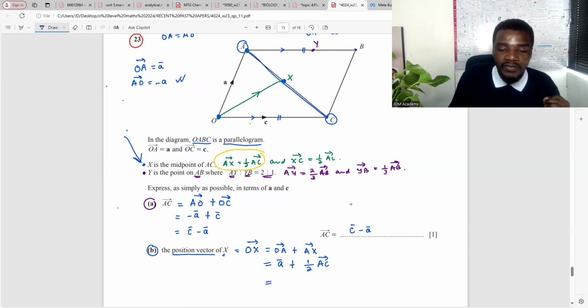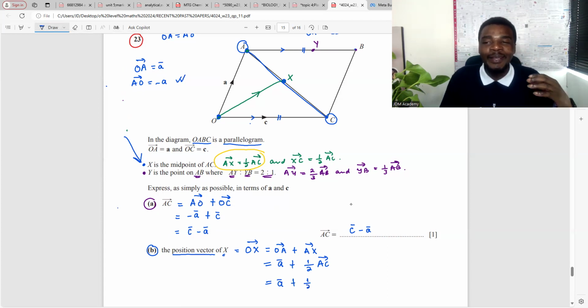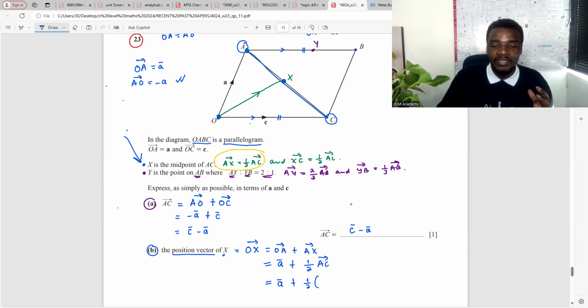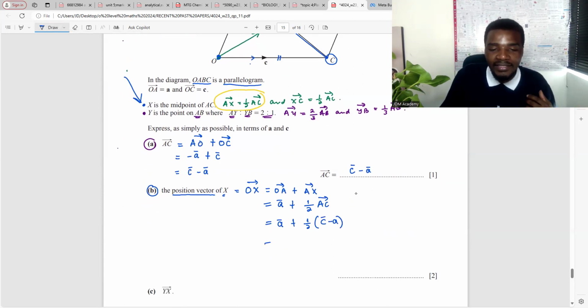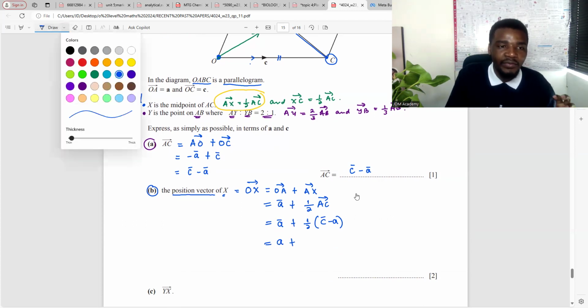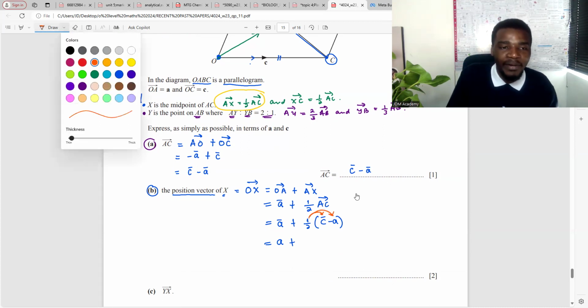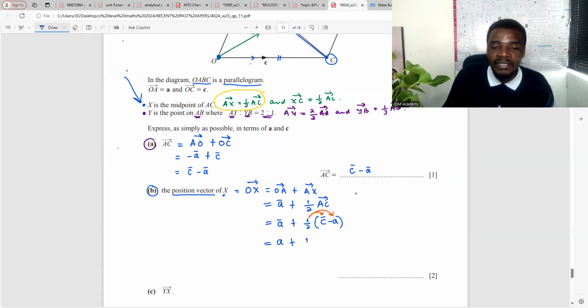So on the next part, what is vector A? Let's write vector A plus half of vector AC. We have calculated the vector AC in the previous question, so we can simply substitute vector C minus A. Let's quickly simplify this result. We can keep A, and here it's 1 over 2 times C minus A. It's a term that is multiplying an expression, so we're going to multiply all the terms inside the brackets by the term outside the bracket. So 1 over 2 times vector C, we get half vector C. 1 over 2 times vector A, we get minus half vector A.